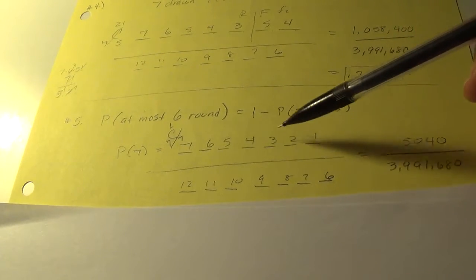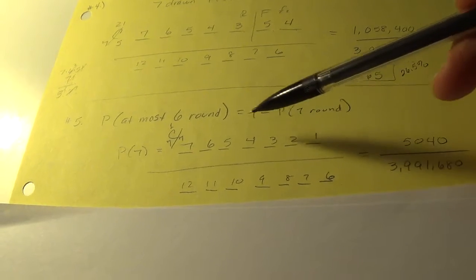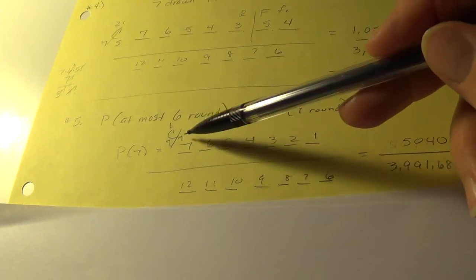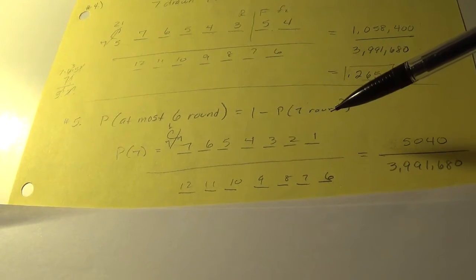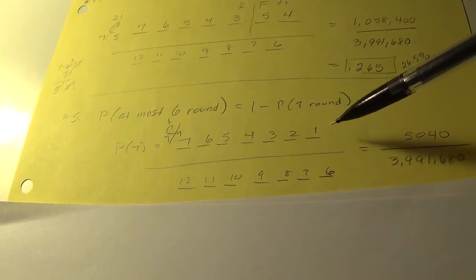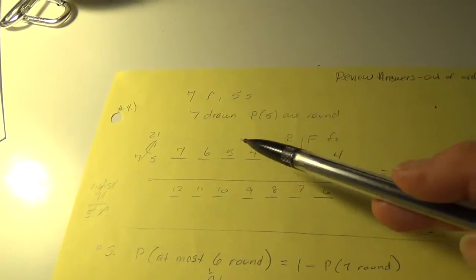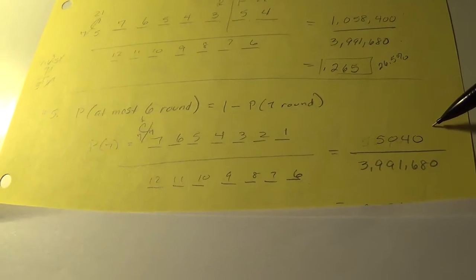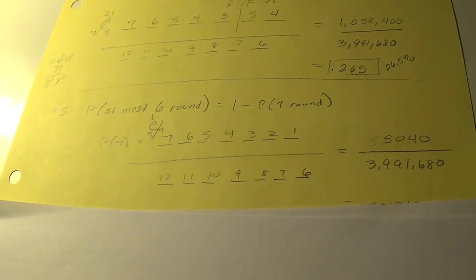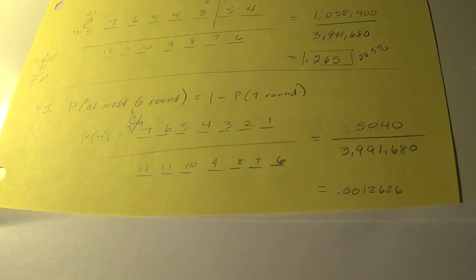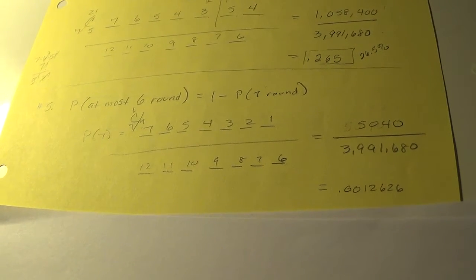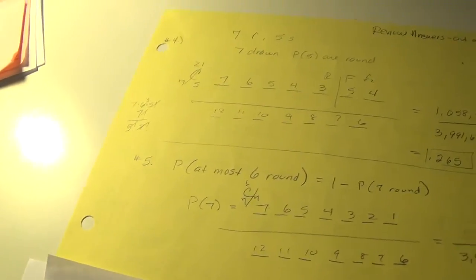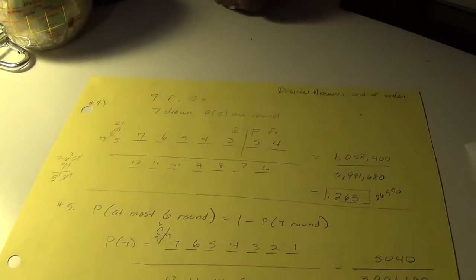7, 6, 5, 4, 3, 2, 1. And we see that the combination of 7 taken 7 at a time is 1. This can only occur in one way. So we don't have to multiply like we did up here by a number. So now we have this over this. That came out to be 0.0012662626.